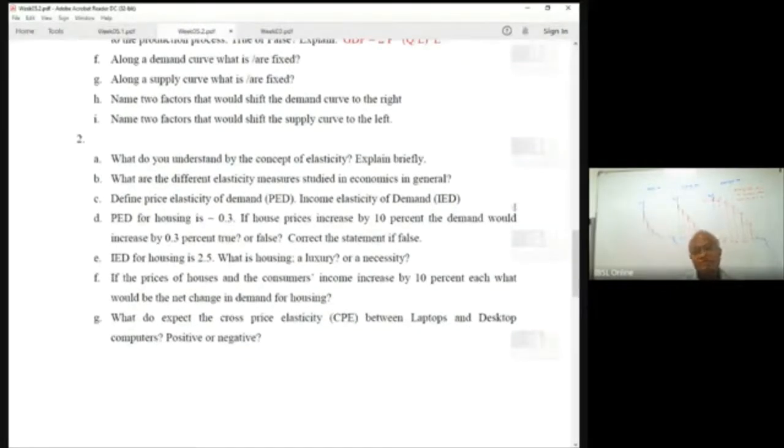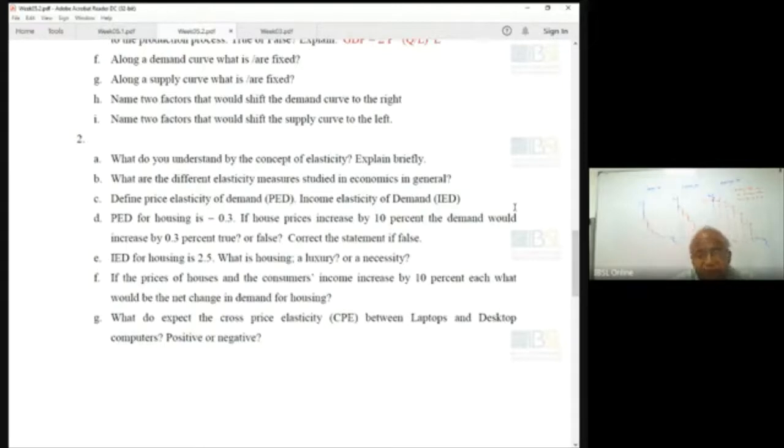What do you understand by the concept of elasticity? Explain briefly. Elasticity. Now, when you say, what do you understand, in the exam, in most of the exams, there are two types of questions. Define price elasticity of demand. You have to give the perfect, correct, specific formula. What do you understand by the price elasticity of demand?